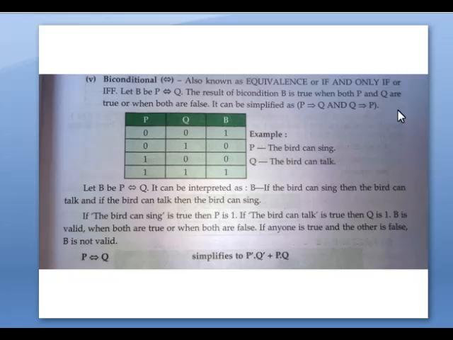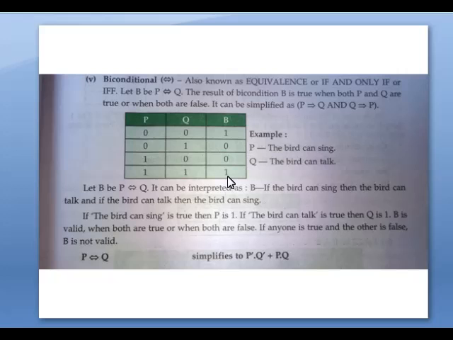So this is the truth table. See, when both the inputs are 0, the output is 1. If one input is 0 and the other input is 1, the output is 0. If one input is 1 and the other input is 0, the output is 0. If both are 1, the output is 1.